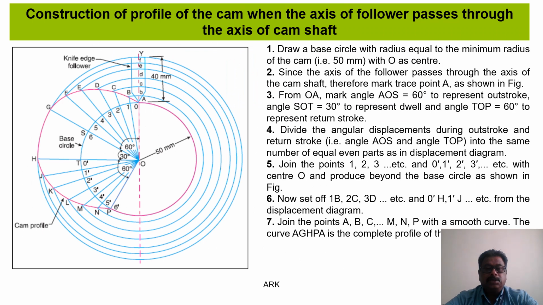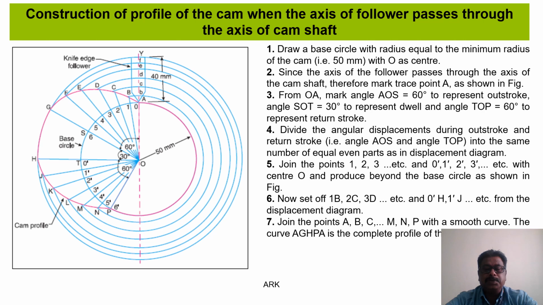Now we are going to see the construction of the profile of a cam when the axis of the follower passes through the axis of the camshaft. The steps to be followed are: draw a base circle with radius equal to the minimum radius of the cam, that is 50 mm, with O as center. Since the axis of the follower passes through the axis of the camshaft, mark trace point A as shown in the figure. From OA, mark angle AOS equal to 60 degree to represent the outward stroke, angle SOT equal to 30 degree to represent the dwell, and angle TOP equal to 60 degree to represent the return stroke.